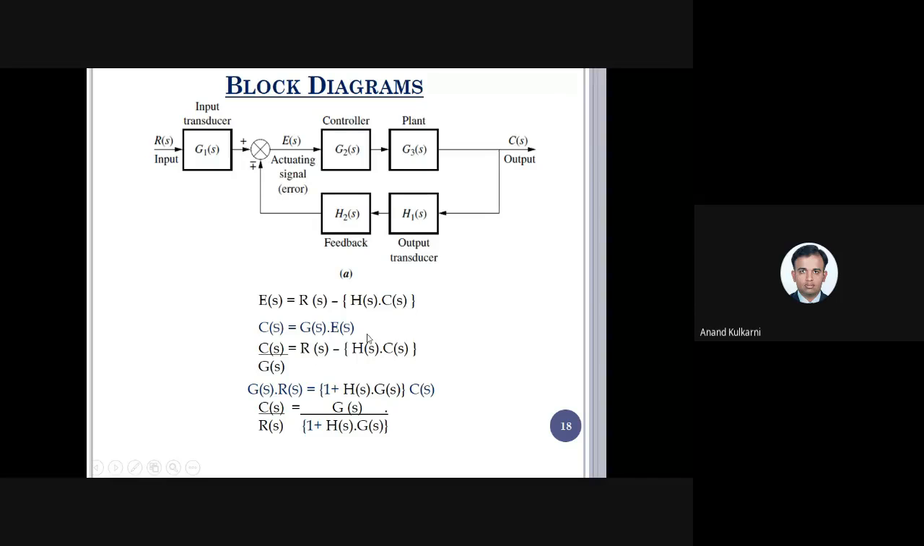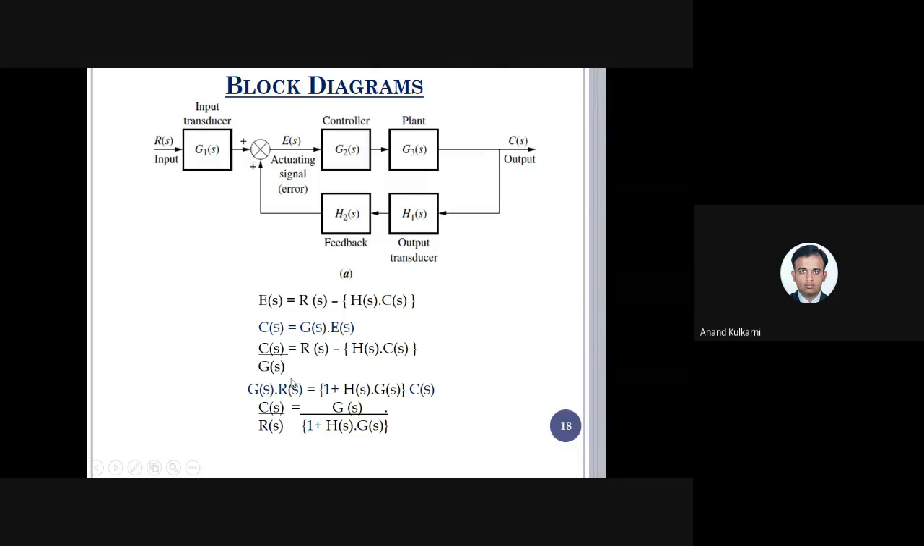Now, what I do is I slightly rearrange this. That is, E of S is equal to C of S divided by G of S. And what is E of S? From equation number 1, it is R of S minus H of S. So this is equation number 3.